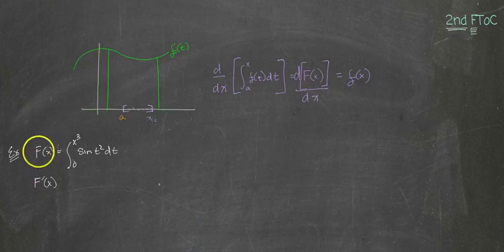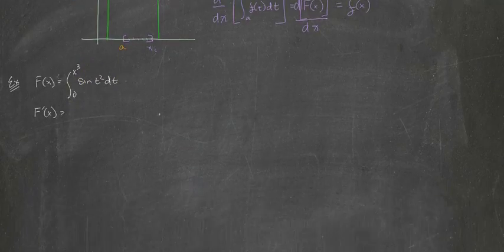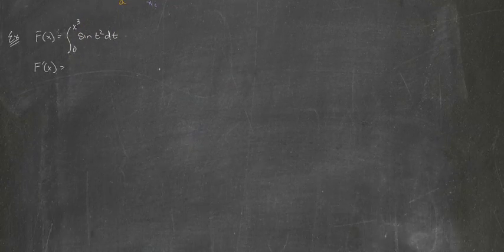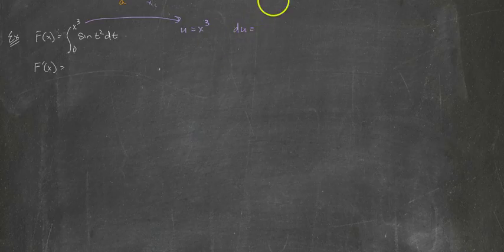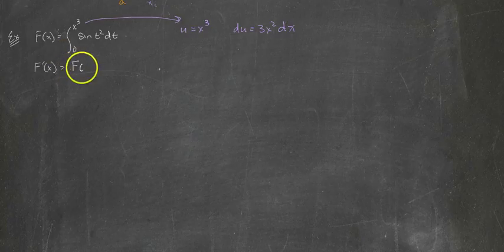What we want to do is find the f prime of x. So we want to find the derivative of the antiderivative, which means we want to find the derivative of this. So we're going to want to use the chain rule, and we're going to do a substitution. So let me start by marking the substitution out. I'm going to let u equal x cubed, which means that du equals 3x squared dx.